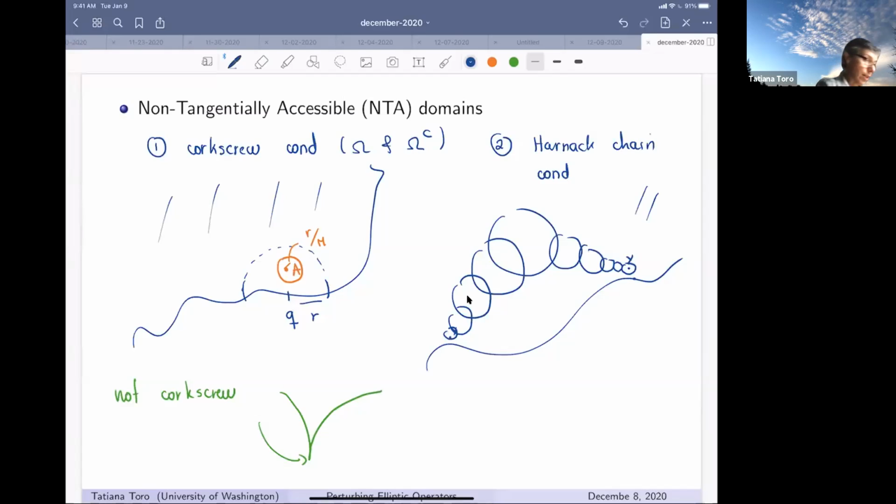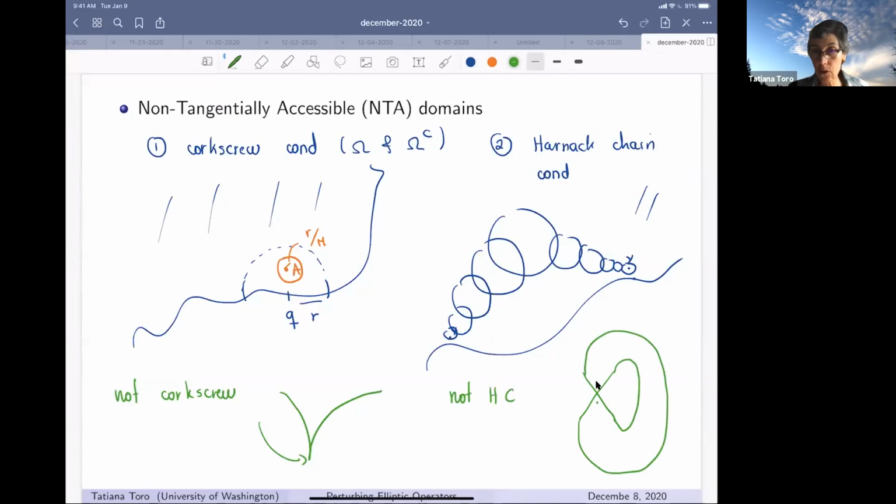Again in green, what is not a Harnack chain domain is the following. Here you have two points that are very close to each other geographically, but to go from one to the other along the domain, you will have to go all the way around here, and that's a very long chain. I'm spending time on this because we will use these domains. In fact, we're going to use a subset of these conditions. So these were NTA domains.